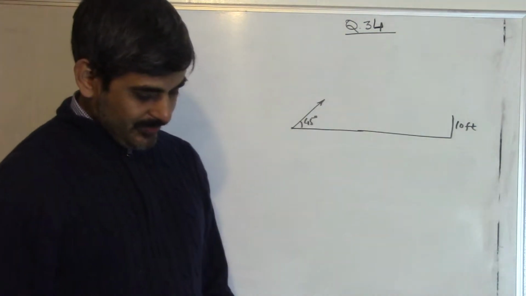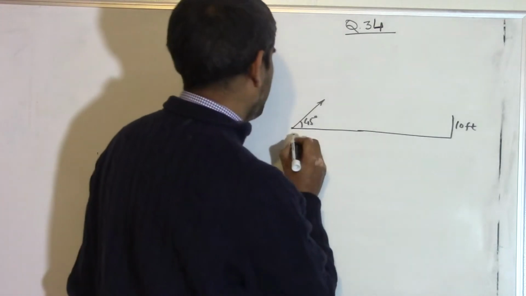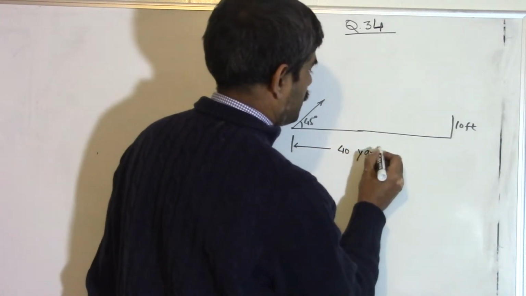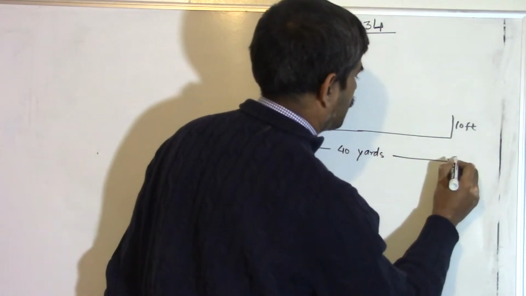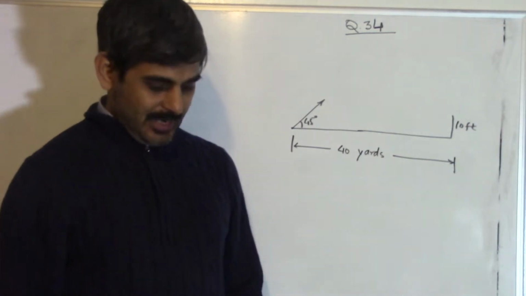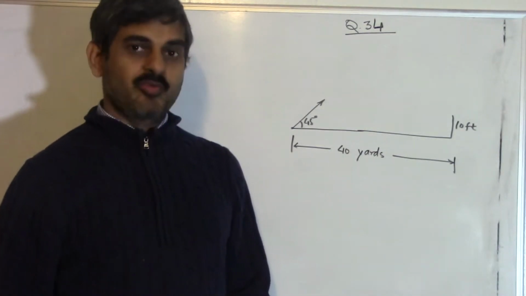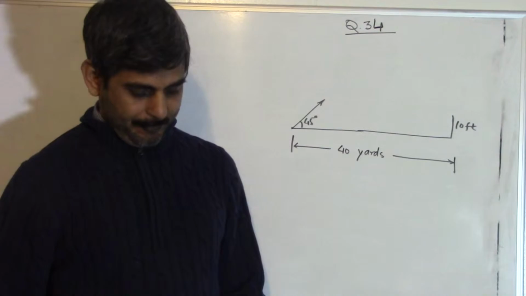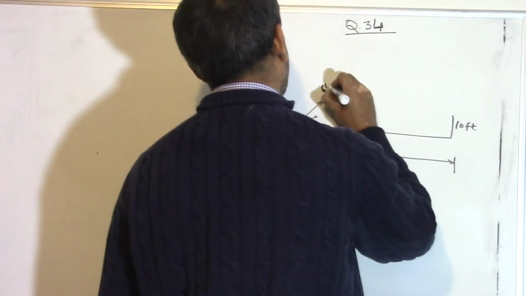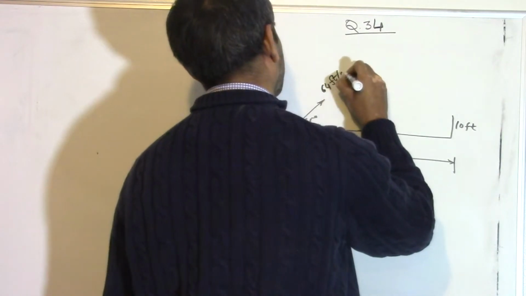What are the things we are given? This distance is given as 40 yards. I think they did not give it in meters because these are the standard measurements of a football court. And this speed is 64 feet per second.